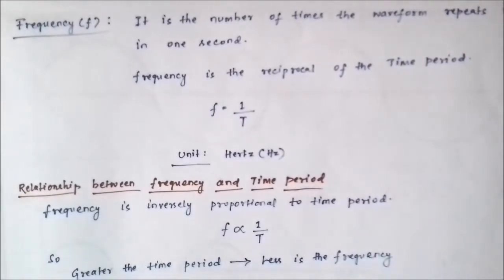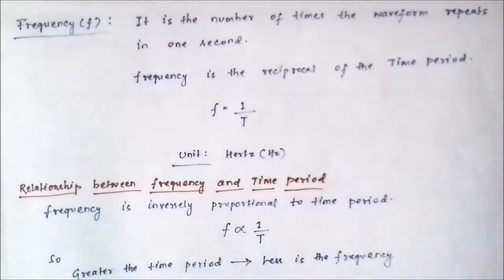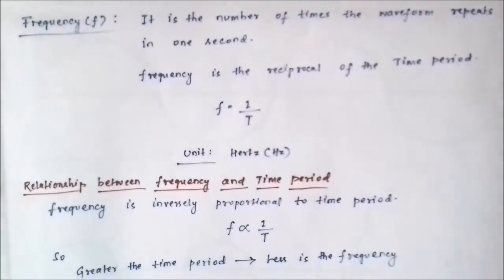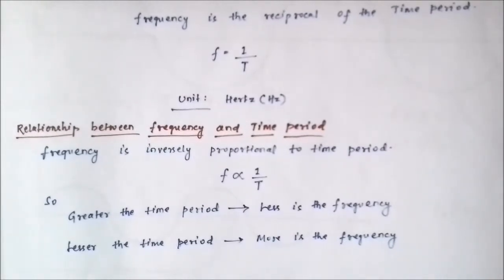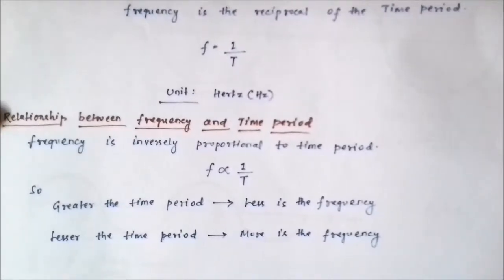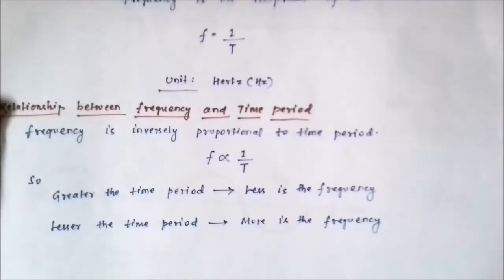Now as you can see from here, frequency is inversely proportional to the time period of a signal. So the greater the time period, the less is the frequency, and the lesser the time period, the more is the frequency.